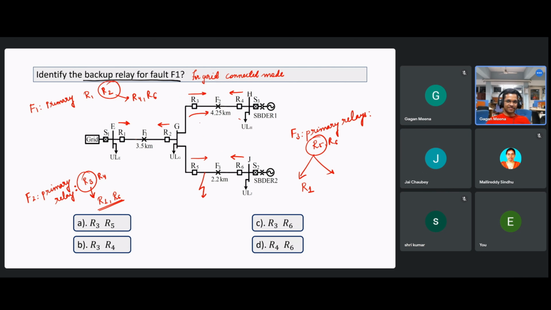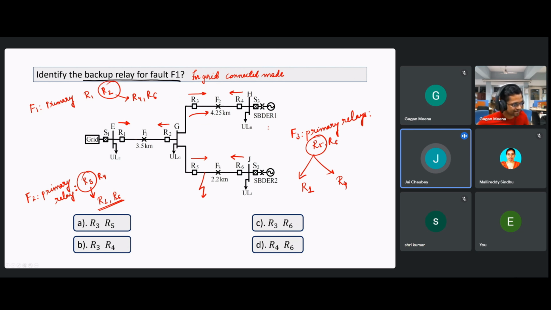What about this? Because this source is there, this source will feed a current like this, and R4 is also protecting in this direction. So R4 can also detect, right? Yes. So R1, R5 and R4, same direction. We just have to check the direction.